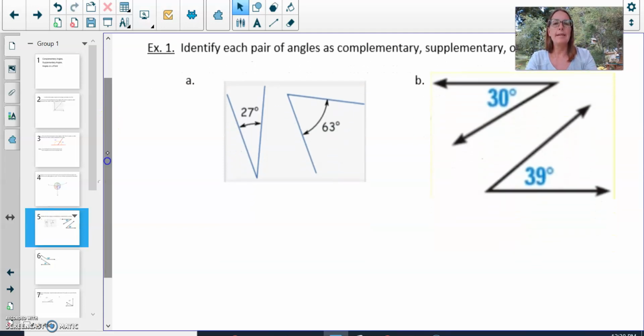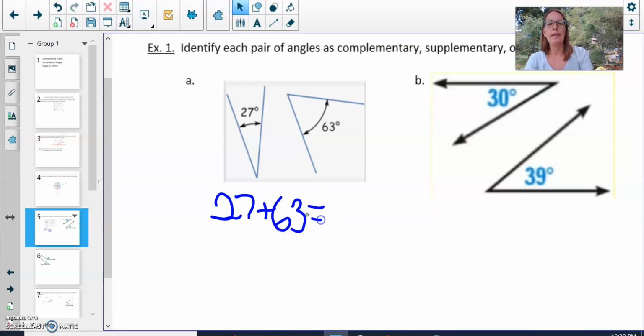Identify each pair of angles as complementary, supplementary, or neither. Part A, we have a 27-degree angle and a 63-degree angle. I'm going to use a calculator to add them together. 27 plus 63 is 90, so these angles are complementary.